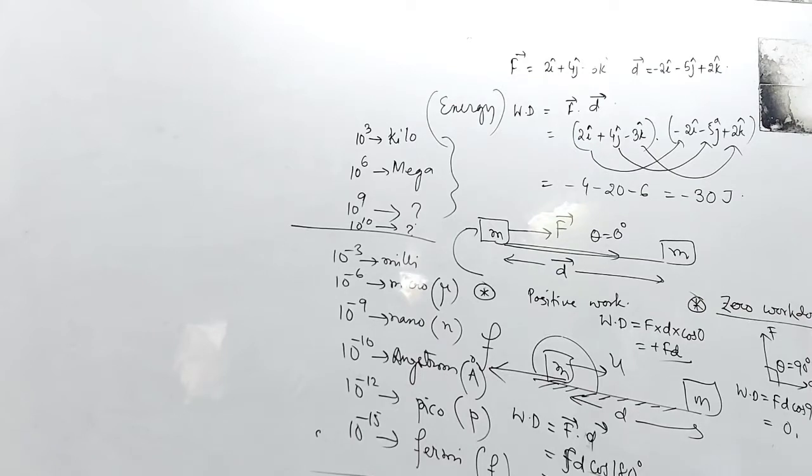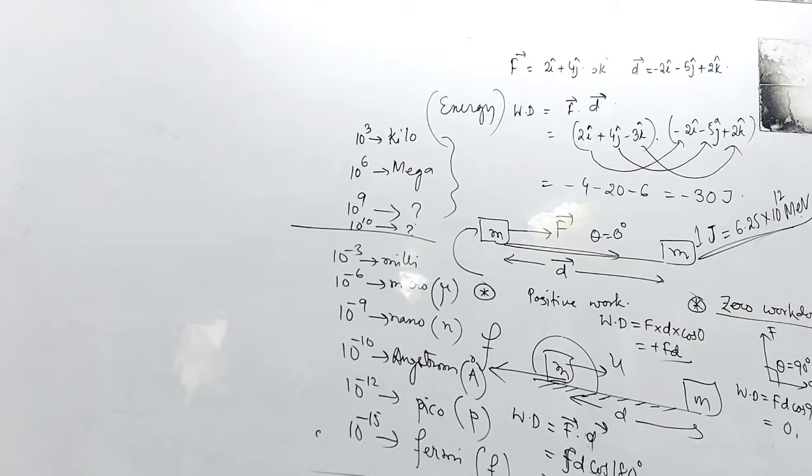1 joule will be equal to 6.25 into 10 to the power 12 mega electron volt. This is the conversion of mega electron volt to joule. How to convert joule into mega electron volt is a numerical conversion factor, which is the difficult way to remember.